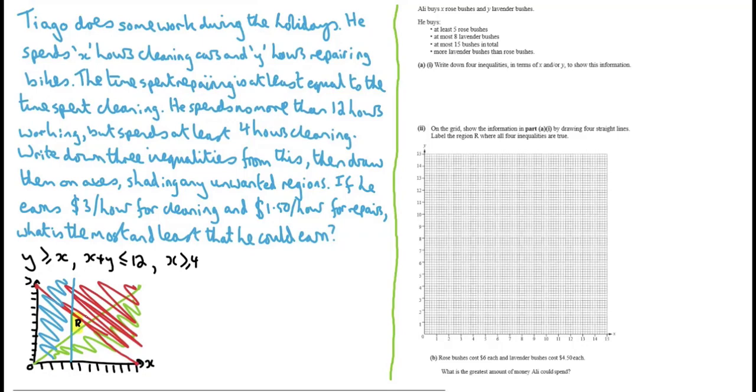So then, how can we use this to work out the most and least this person could earn, given that they get £3 an hour for cleaning and $1.50 per hour for repairs? Well, what we can say is the most and least are always going to be on one of the corners of the shape that you make for your center region. It's always going to be on a corner. So first, let's read off what these are going to be.